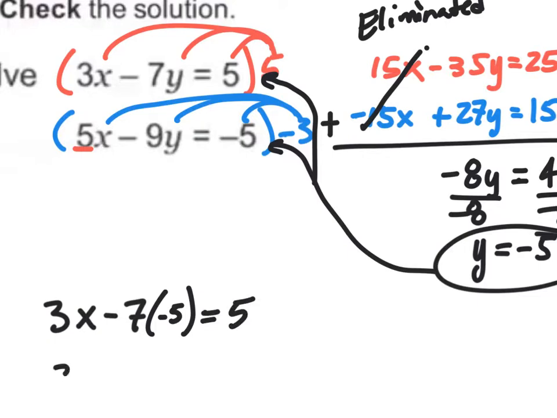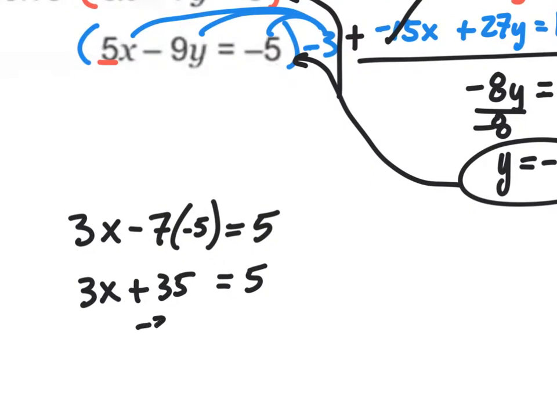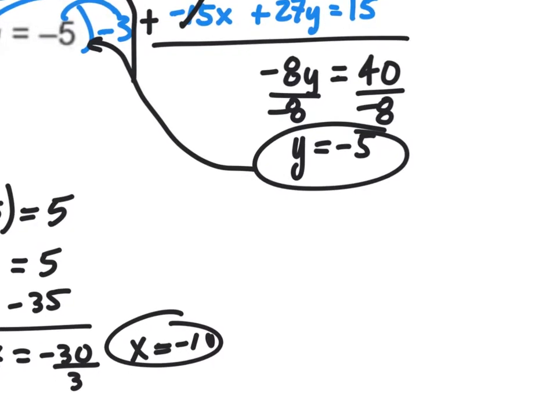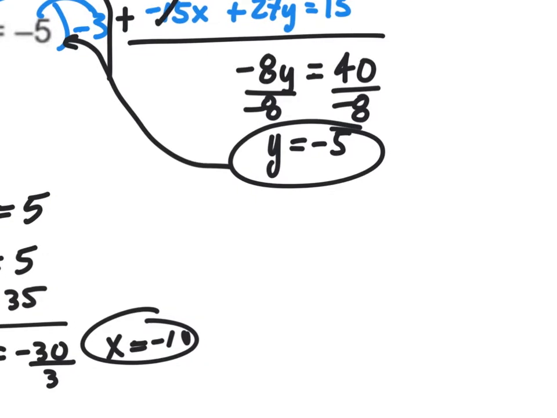So now I've got 3x. Negative 7 times negative 5 gives me positive 35, and that's equal to 5. Then I'm going to subtract 35 from both sides and solve for x, and so I get 3x is equal to negative 30. Divide by 3, divide by 3, and I get that x is equal to negative 10. Now remember, we're out to get an x value and a y value, so we write this as an ordered pair: negative 10, negative 5.